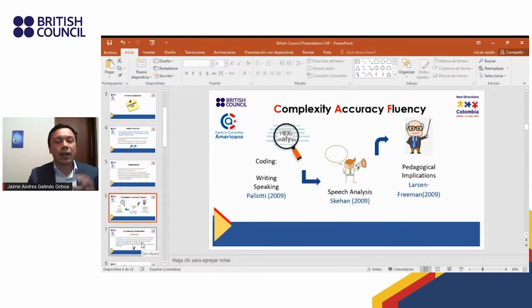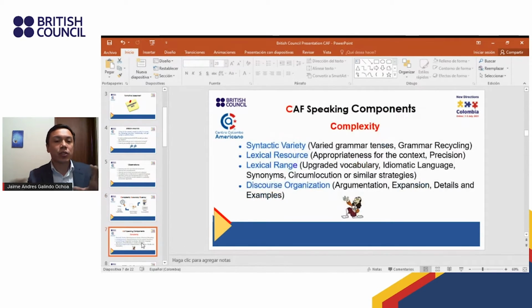That's when we came up, as an institution, with some definitions. So to help teachers, to give them a framework where they could stand and provide some strategies to students, or feed their teaching with different components, complexity was defined as syntactic variety, different grammar tenses, and grammar recycling. Lexical resource was defined as the appropriateness for the context and precision.